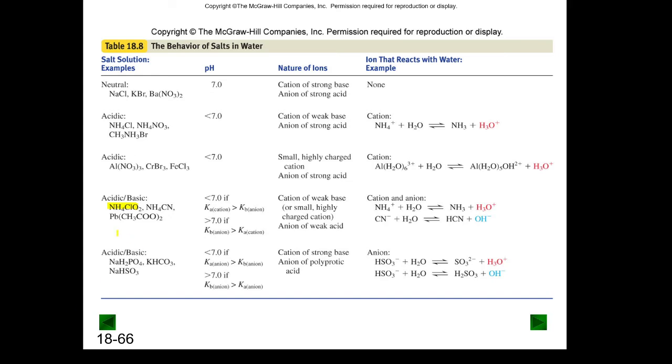Well, what I'd have to do is look up the Ka value of my cation. I'd have to look up the Kb value of my anion and compare them. If the Ka value is greater than the Kb, then I will be an acidic compound. If the Kb is greater than the Ka value, then the pH is going to be greater than 7.0, and I'm going to be basic.